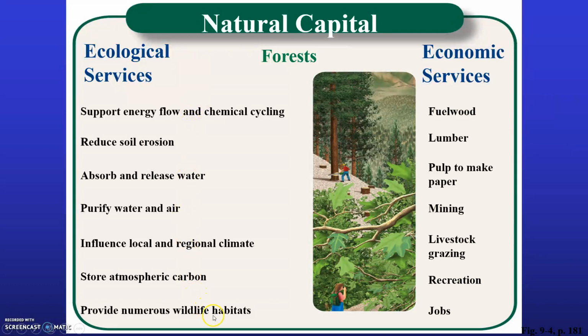Ecosystem services range from geochemical cycling of nutrients, reducing soil erosion during rainfall events, absorbing and releasing water from rainfall events, purifying the water as the water flows through the forest into the streams, purifying the air, having local and regional influence on climate, being a sink for absorbing carbon, and providing numerous wildlife habitats.